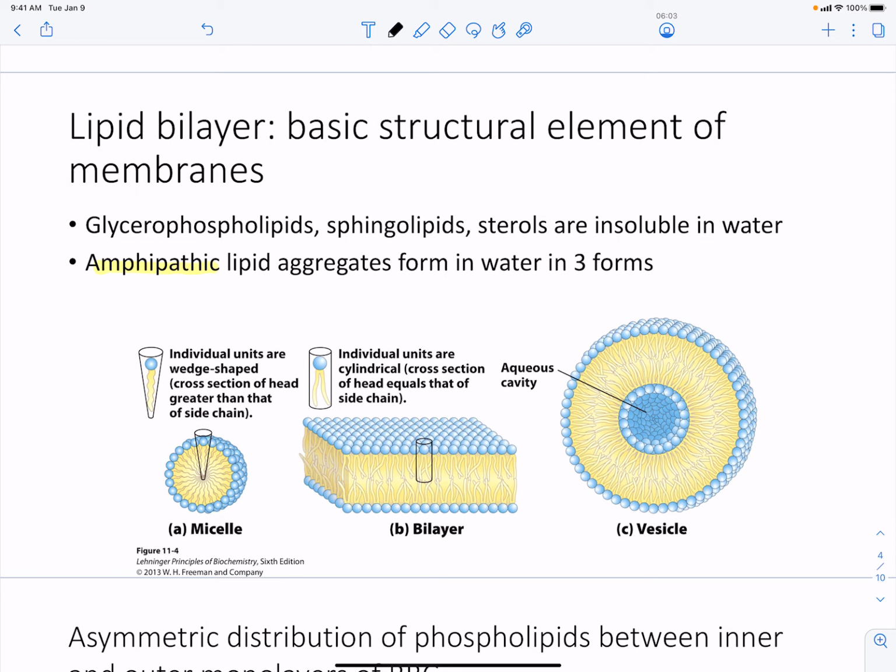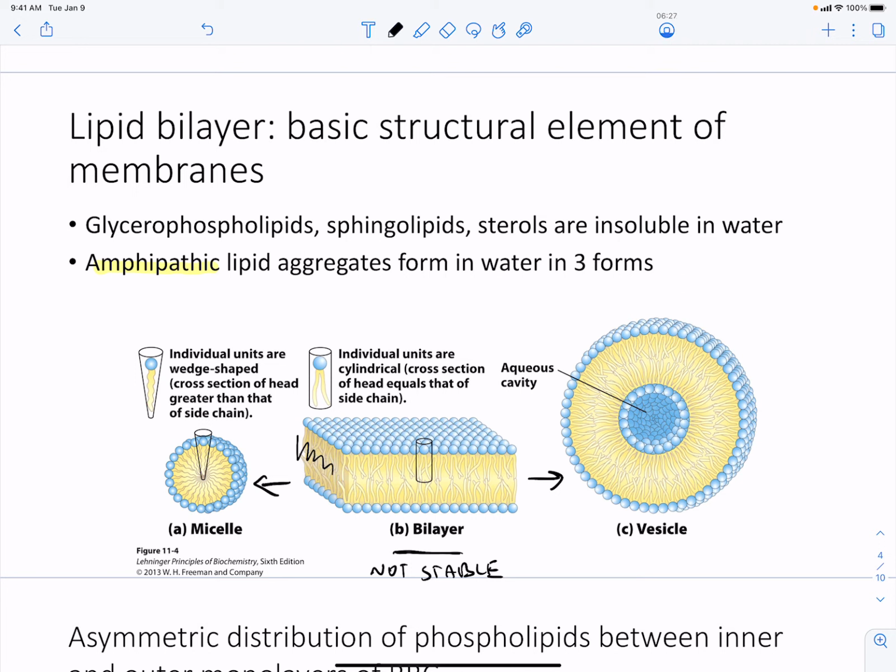And the middle form, this bilayer, is not stable, because of course it has too much exposure. This is all exposed to water, and the exposure causes it to form rings, circles. So it'll automatically form a circle in an aqueous environment to try to hide those hydrophobic regions.